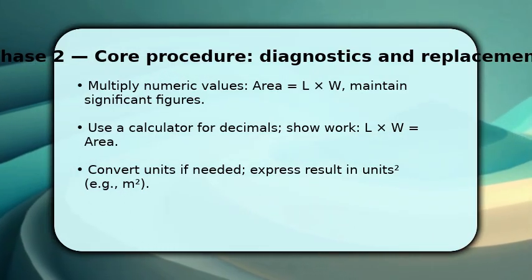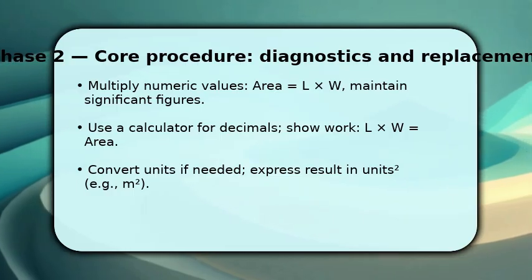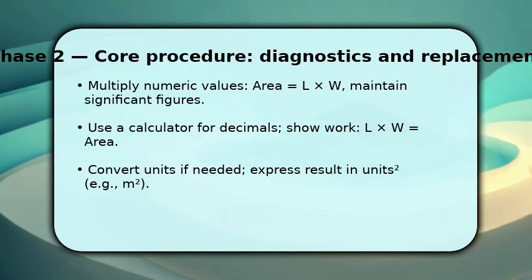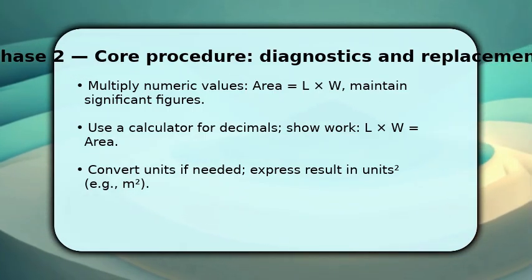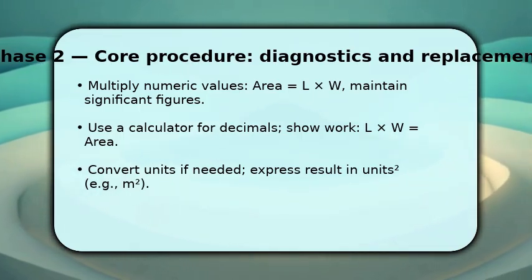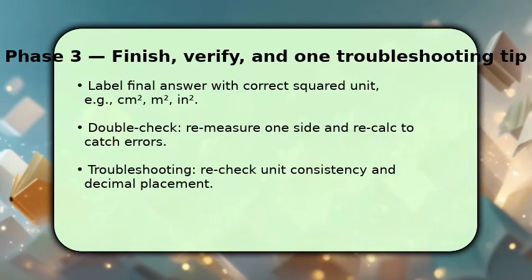Make sure to track decimal places and round only at the end, because premature rounding alters accuracy. If you converted units earlier, confirm both were in the same unit before multiplying. Otherwise, redo. Finish by writing the area with its unit squared and check your arithmetic once more.